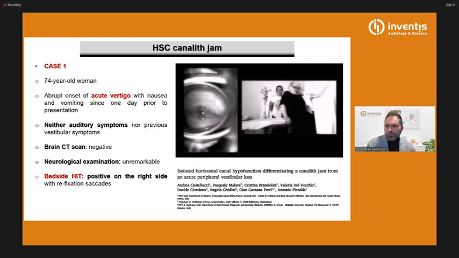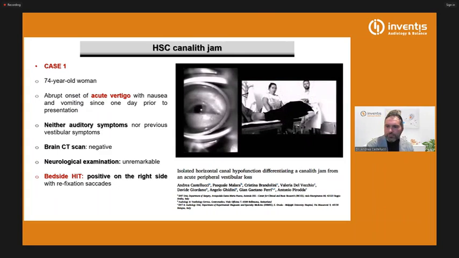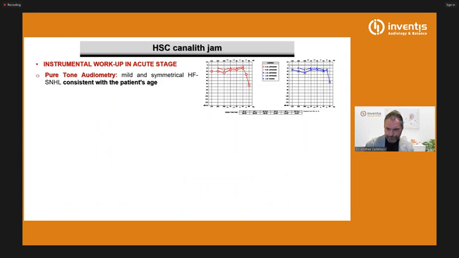nausea. She didn't have auditory symptoms, and her brain CT scan was normal. You can see here that she had a persistent horizontal nystagmus that was left beating. It was totally unaffected by head position changes. That was just a modulation of this spontaneous nystagmus due to gravity. She also had a bedside head impulse test that was positive on the right side. So our first diagnosis was right acute vestibular loss, acute unilateral vestibulopathy.